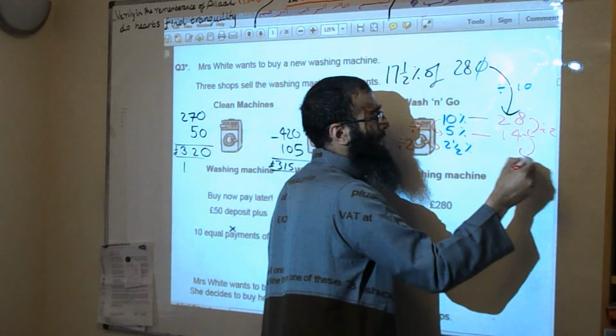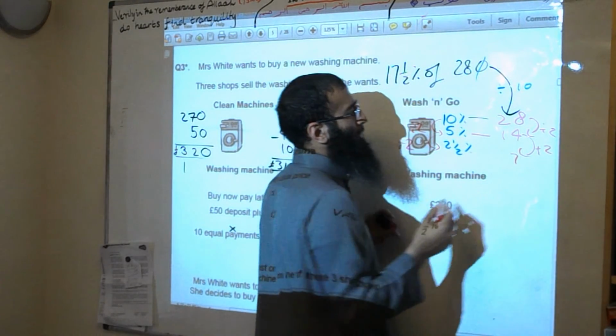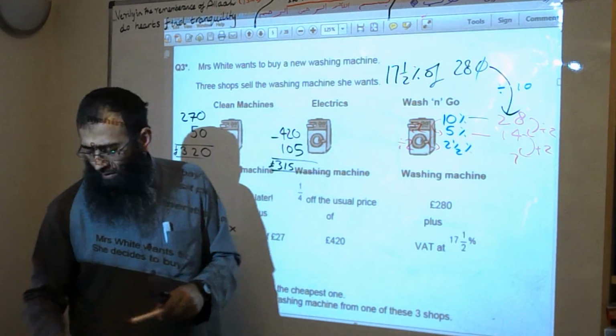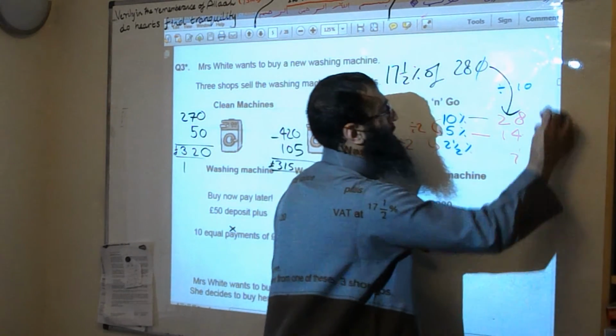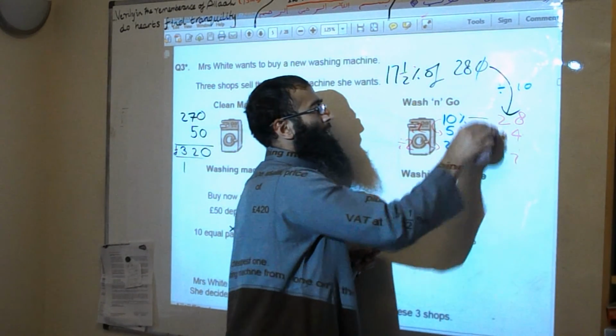So 14 divided by 2 is 7. Okay, now what I'm going to do is rub this off here, just make it a bit more clear on this side, so we don't have all the jumps on there. Get rid of these for the moment.